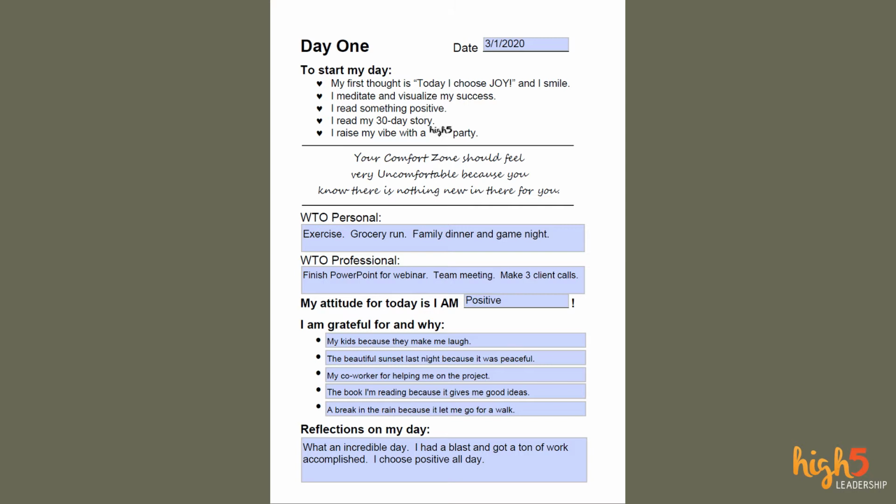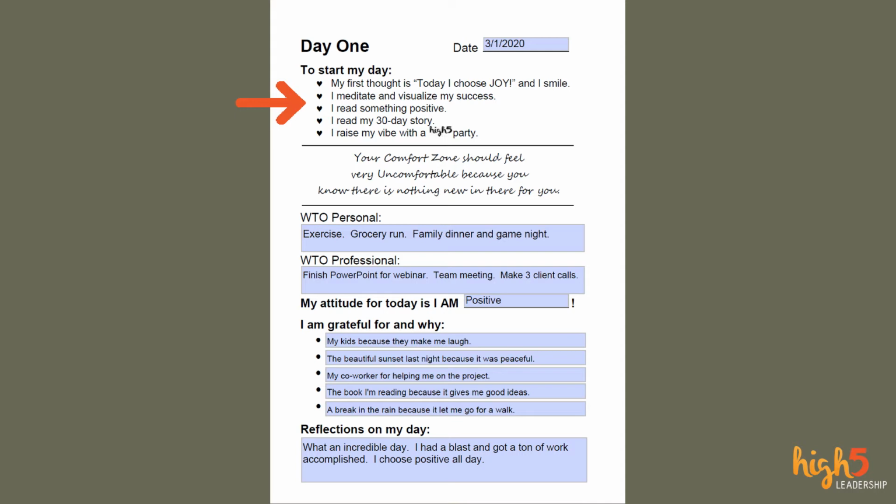You'll be filling out one of these pages each day. At the top is a spot for the date, and below that are some tips to help you start your day off in a positive way. The first being, my first thought is today I choose joy and I smile. That's just an incredibly positive way to start the day.